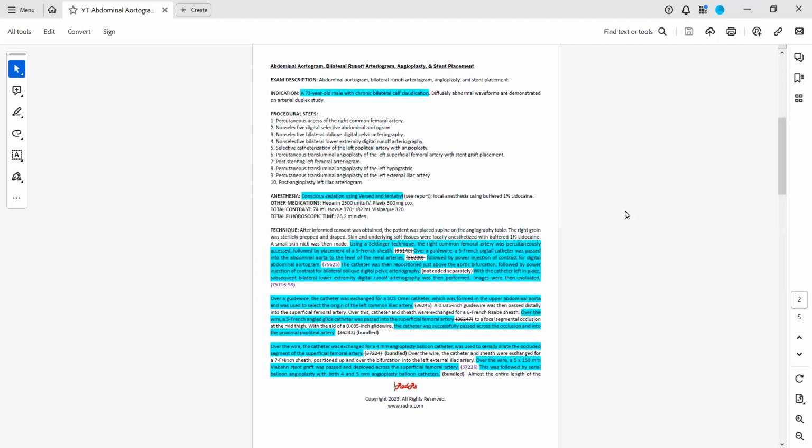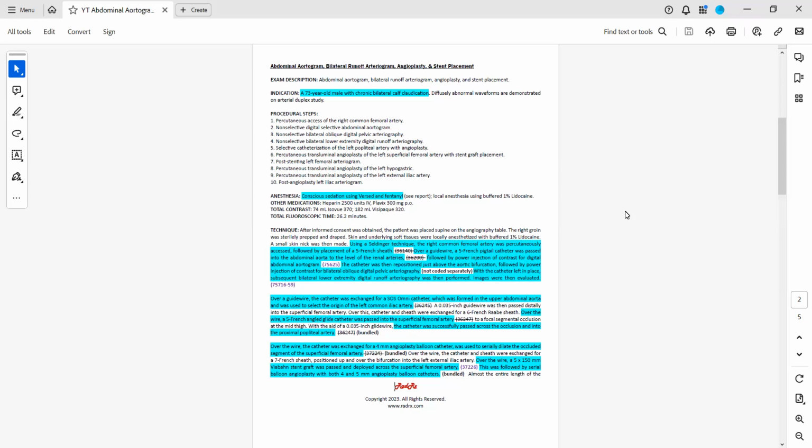So we see that the physician is performing an abdominal aortogram, pelvic arteriography, also the bilateral lower extremity runoff. We see angioplasty of the popliteal, the superficial femoral artery, also with a stent placed in the superficial femoral. And then we see angioplasty of the left hypogastric and also angioplasty of the left external iliac artery. So we have an idea of what's going on with this procedure.